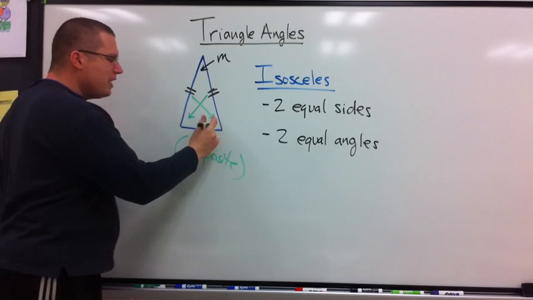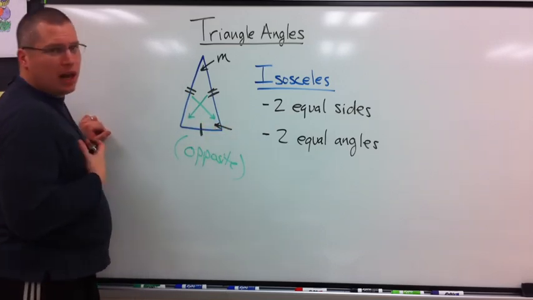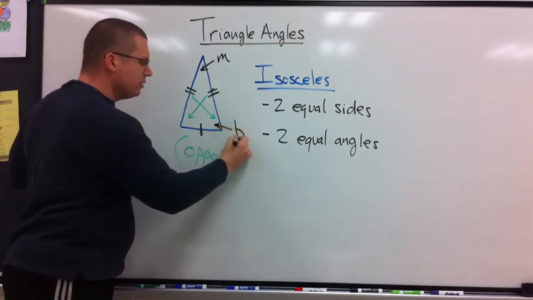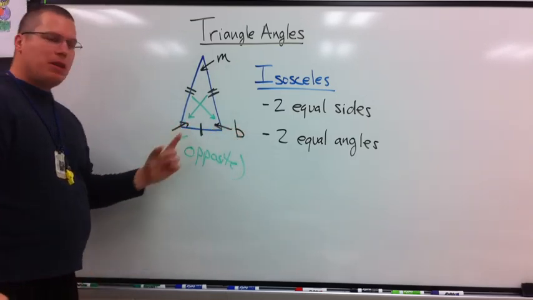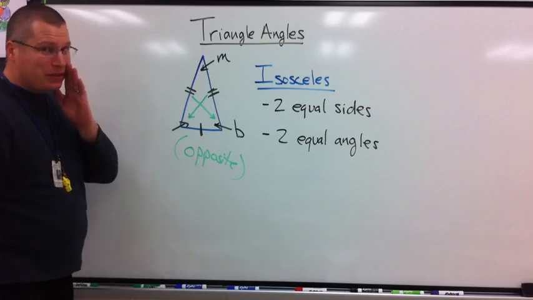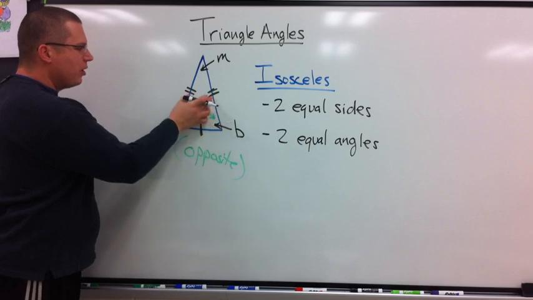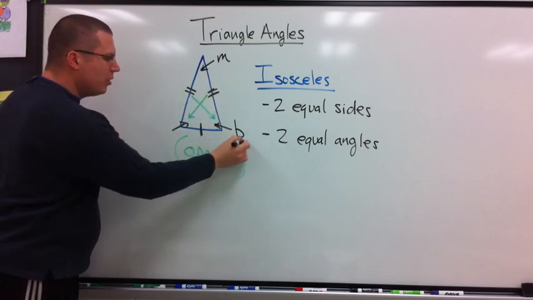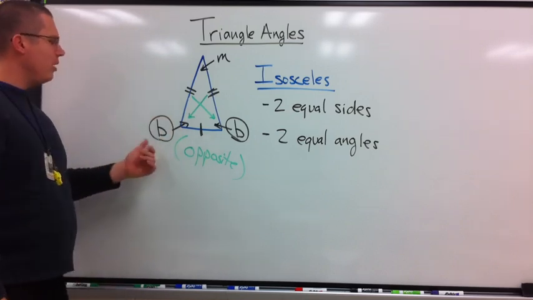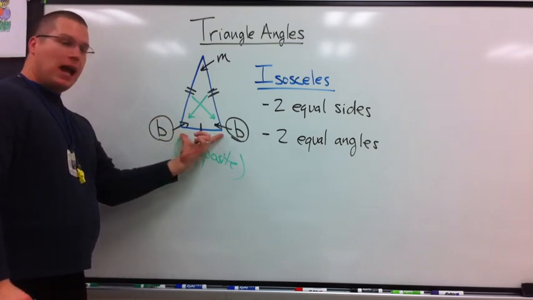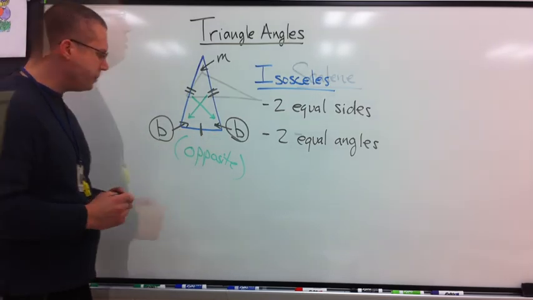Now, down here, let's pick a different variable. What variable do I want for this angle? I don't care. Let's use b. Now the thing is this. What must this angle be worth? Remember, isosceles has two equal angles. It's the opposite angles of the congruent sides. So if this angle is b, this one must also be the letter b. Two equal angles, two equal sides, two equal angles in isosceles.